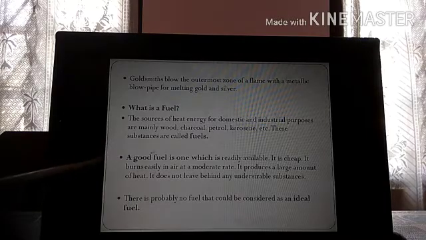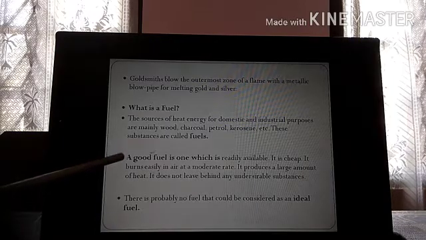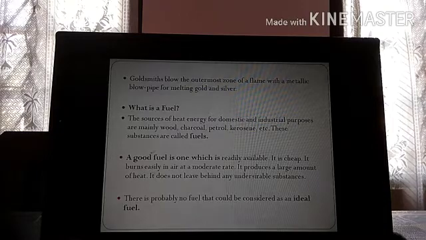Because suppose, take the example of petrol. Petrol is readily available, but it will get exhausted if you use it too much. It is cheap? Is it cheap? No. Petrol prices are hiking like anything. So it is not cheap. So you cannot consider it to be an ideal fuel.